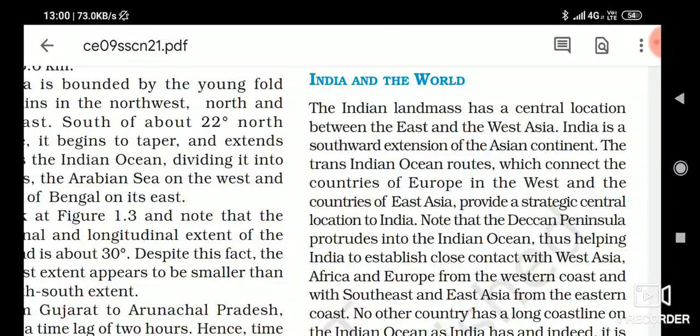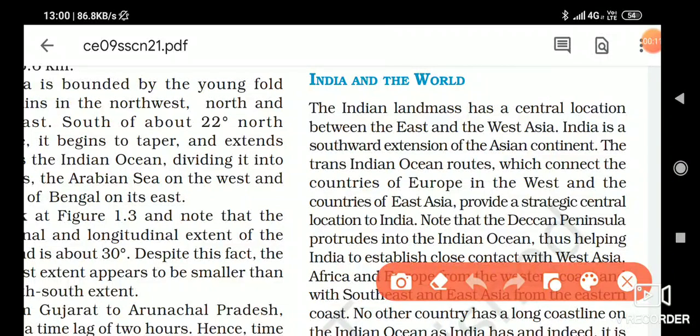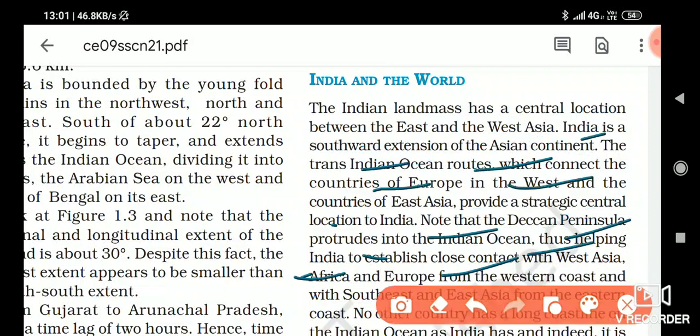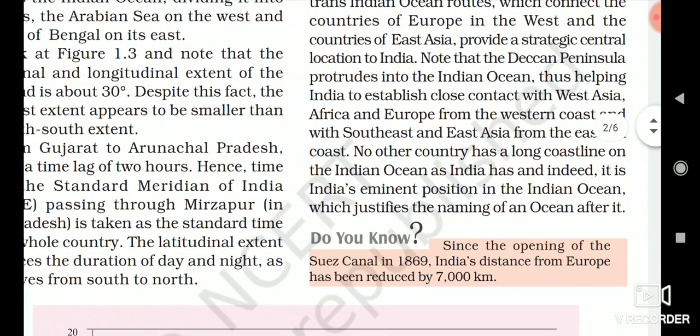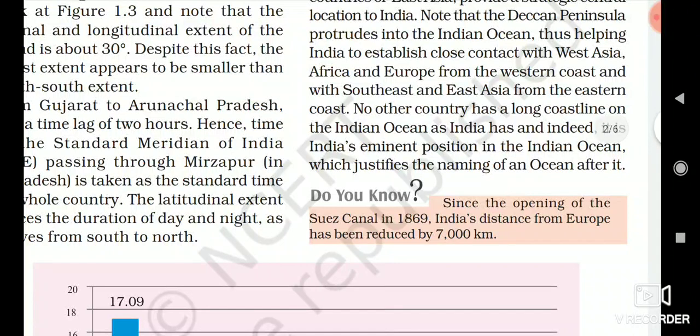So let's complete this chapter today in this explanation. Now the topic is India and the world. The Indian landmass has a central location between East and West Asia, and India is a southward extension of the Asian continent. This East-West position provides India a strategic center of location. Note the Deccan Peninsula protrudes into the Indian Ocean, thus helping India establish close contact with West Asia and Africa, Europe, and the Western coast, Southeast.